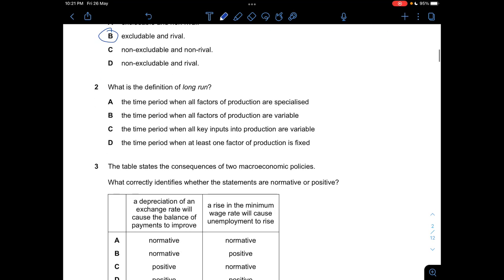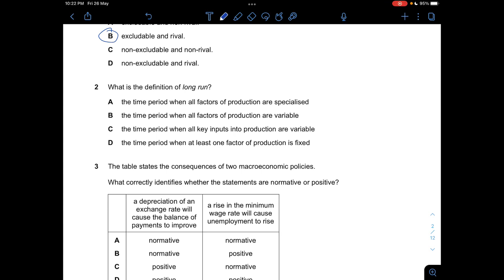Question 2, it says, what is the definition of long run? Long run is when all factors of production can be adjusted. Instead of just having one item being able to adjust during that time period, in the long run, many factors of production can be adjusted so that you can increase the quantity of goods sold. So here we'll see which one is the closest.